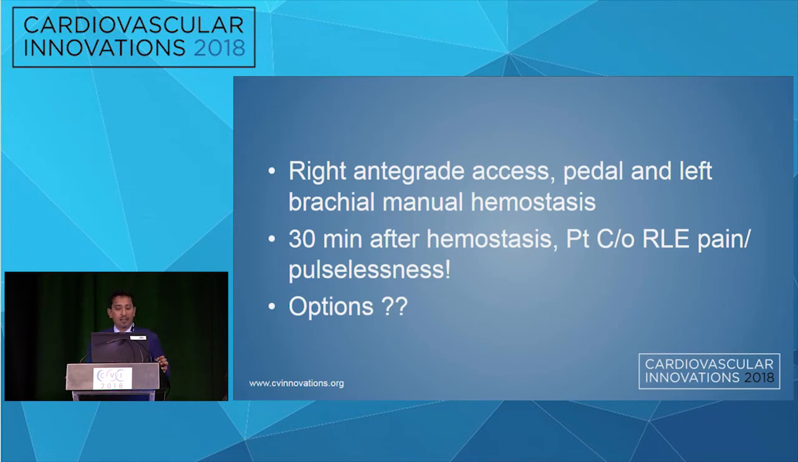So what happened? There are 3 accesses. We get manual hemostasis on them, and then around an hour after that, the patient has acute limb ischemia on the right leg. Now, obviously, this is a case that we are showing because of the access points. So what do we do? What are our options here?